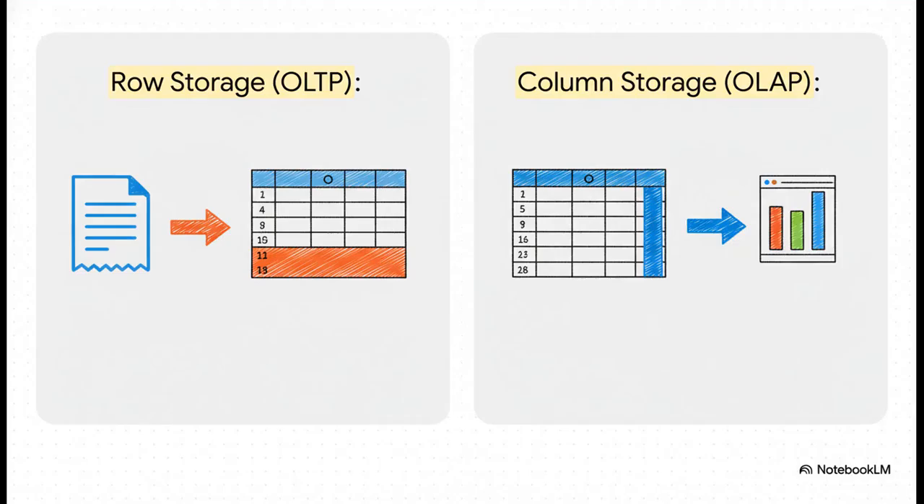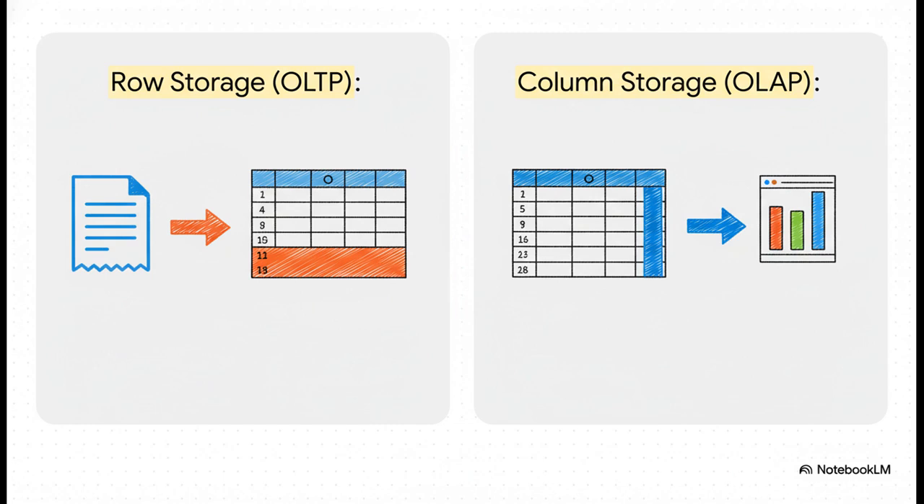So what is the secret to this incredible analytical speed? It actually all boils down to how the data is stored. On the left, you see row storage. That's what OLTP systems use. All the information for a single transaction is stored together, just like a row in a spreadsheet. This is fantastic for quickly grabbing all the details about one specific order.